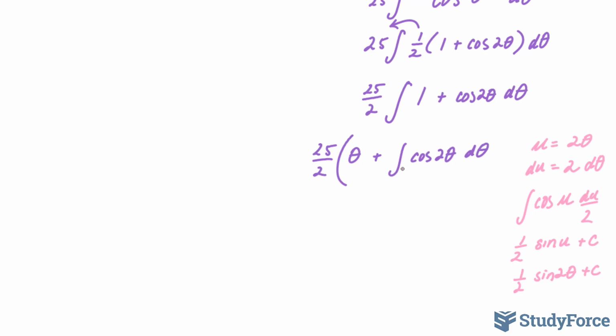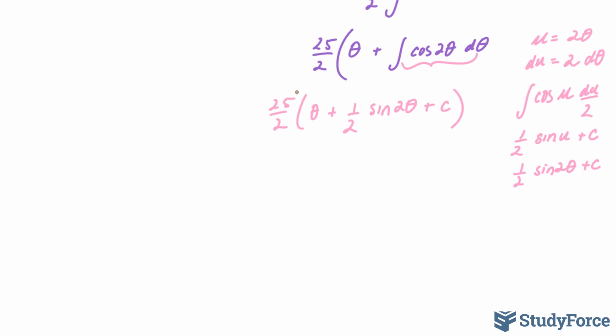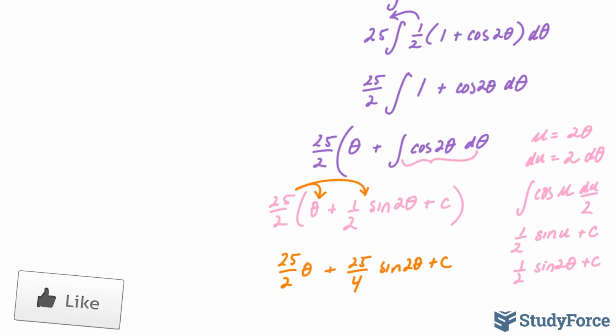So I'm going to replace this now with the following, where I have 25 over 2 bracket theta plus half sine 2 theta plus c. What I'll do next is multiply this 25 over 2 into my expression. And if I do that successfully, I end up with, now this part is going to be easy. We have to write this expression in terms of x because that's what it was originally. So let's go ahead and do that.